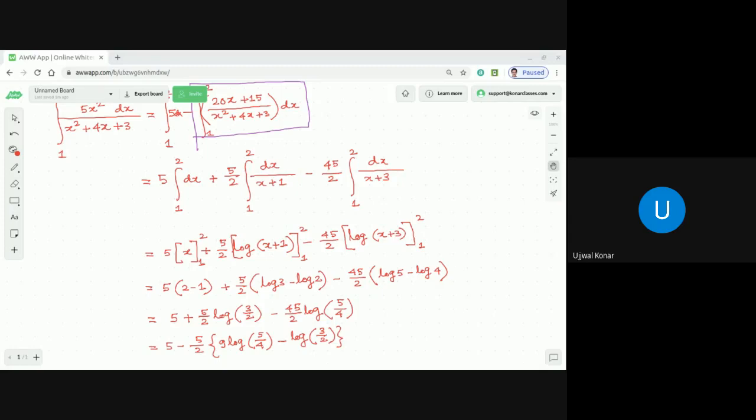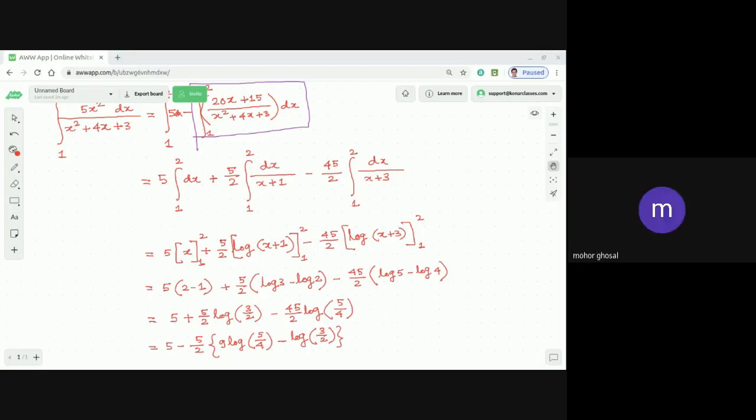You need to simplify minus 45 by 2. So log 5 by log 4? Log m minus log n is equal to log of m by n. That's what you did. You get nothing different, but your answer is not in a simplified manner. But I'm getting 45 by 2 ln 4 minus 45 by 2 ln 5. That's what I'm telling you.